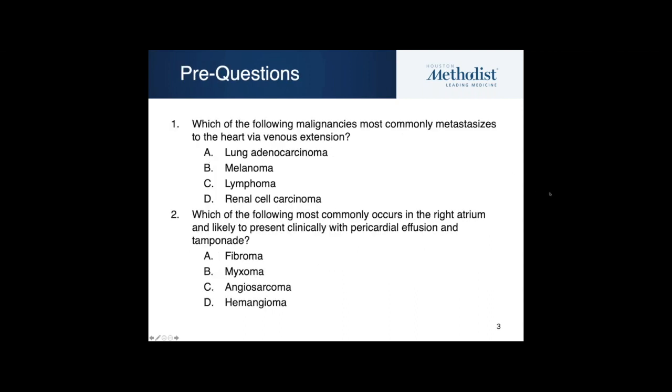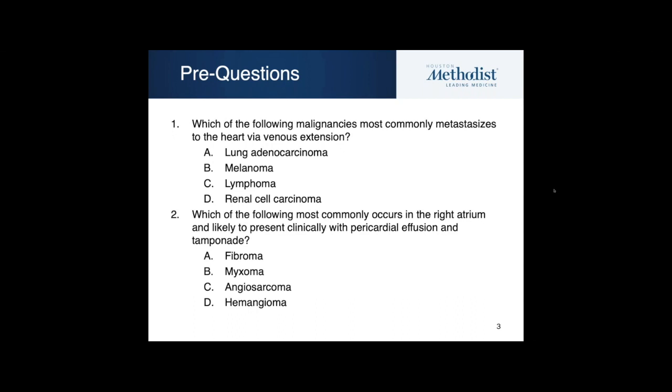So these are some pretest questions that y'all can mull over before we move on towards the discussion itself. This article focuses both on mechanisms of cardiac involvement in neoplastic disease. This includes routes and metastases. So the first question addresses this: which of the following malignancies most commonly metastasize to the heart via venous extension? Choices being lung adenocarcinoma, melanoma, lymphoma, and renal cell carcinoma.